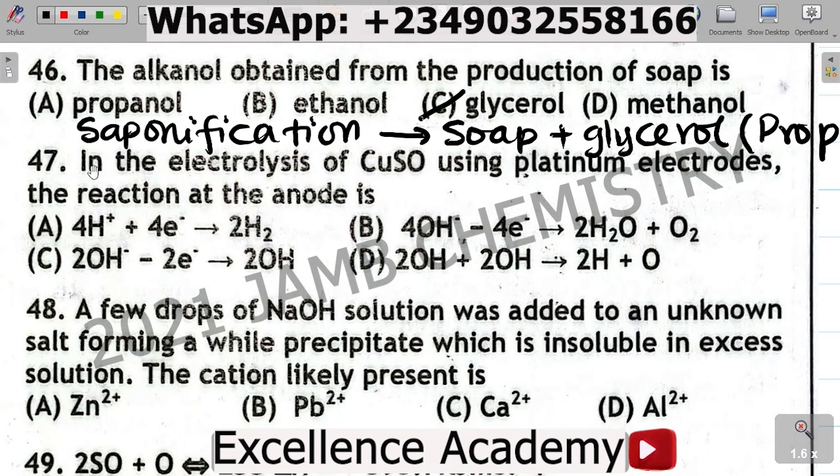Question 47. 47 says, in the electrolysis of, this should be CuSO4. Yep, that's it. In the electrolysis of copper(II) tetraoxosulfate(VI) using platinum electrodes, the reaction at the anode is, you have option A, option B, option C, and option D. So how do we answer this question here?